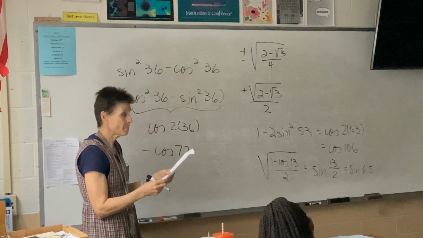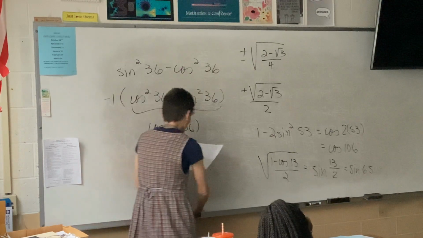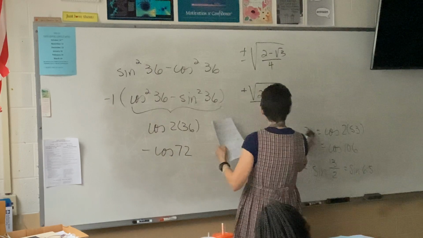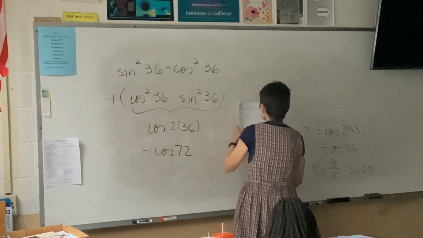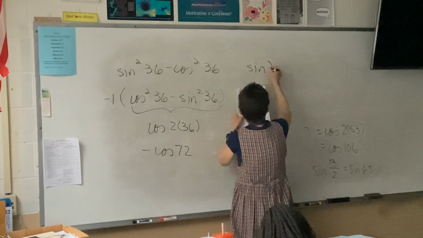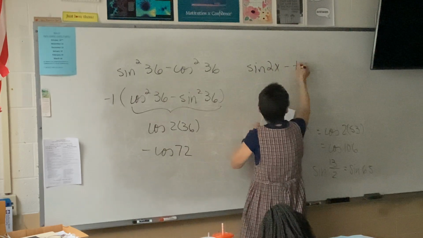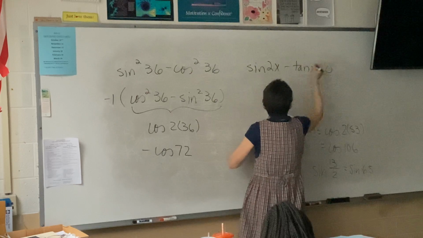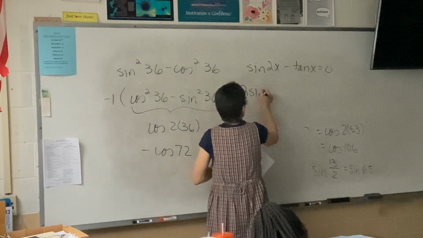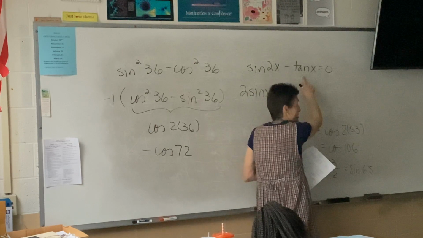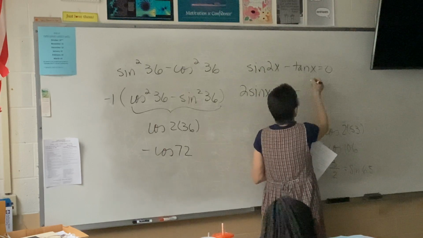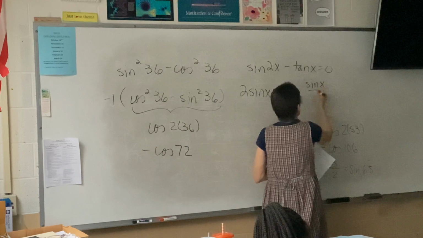Okay, you guys still with me? Yeah. All right, next we have an equation to solve. We're going to do it in degrees. See those directions there? We're going to do it in degrees. I need a formula for sine 2x. Sine 2x is 2 sine cosine. I also, what am I doing with tangent? Tangent is sine over cosine.